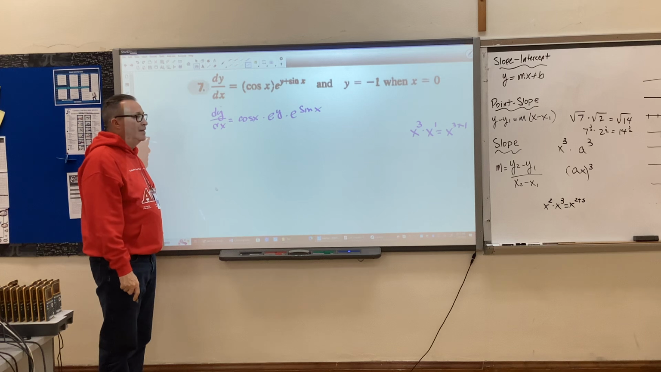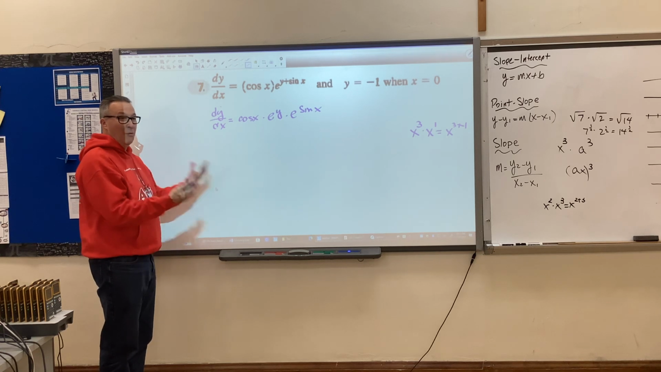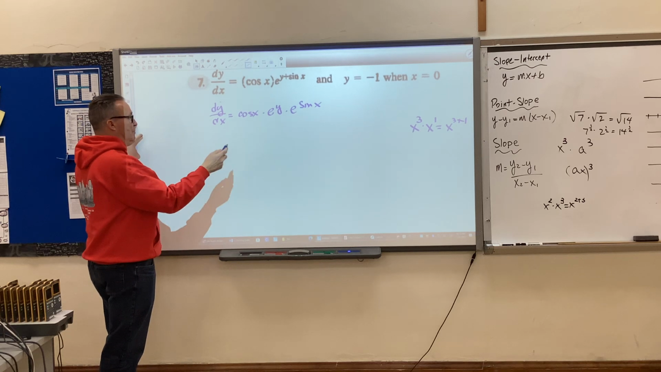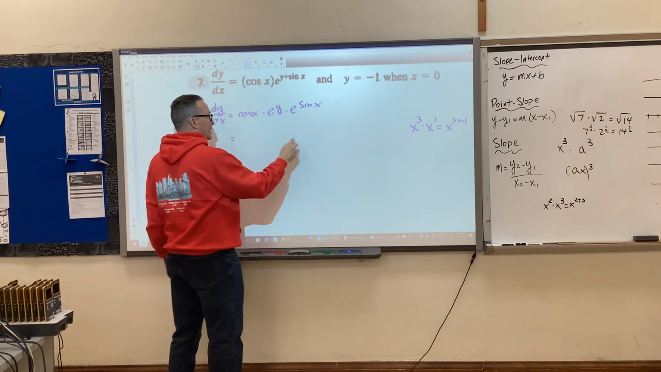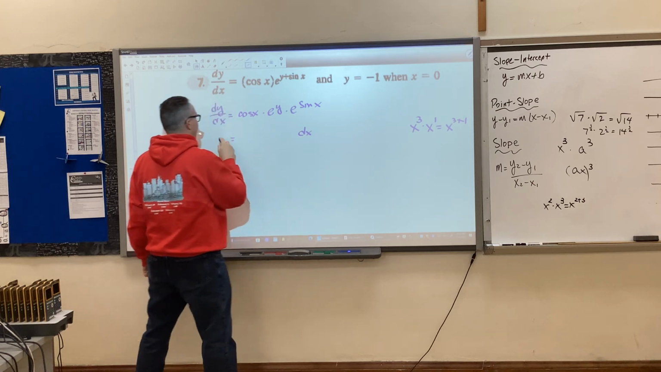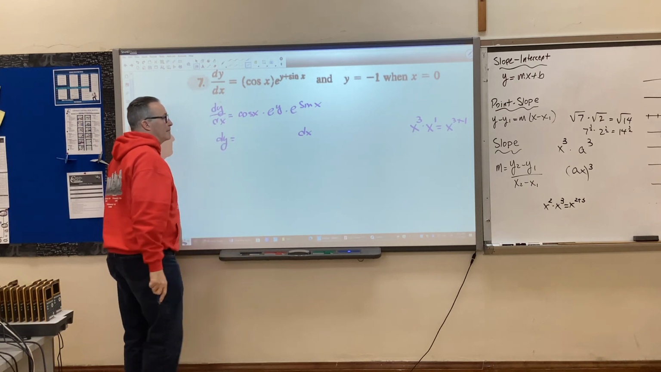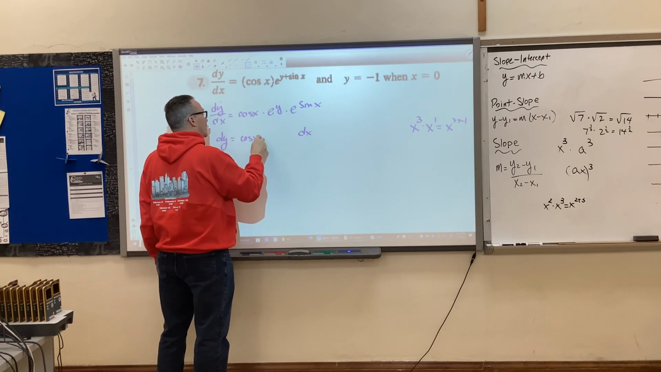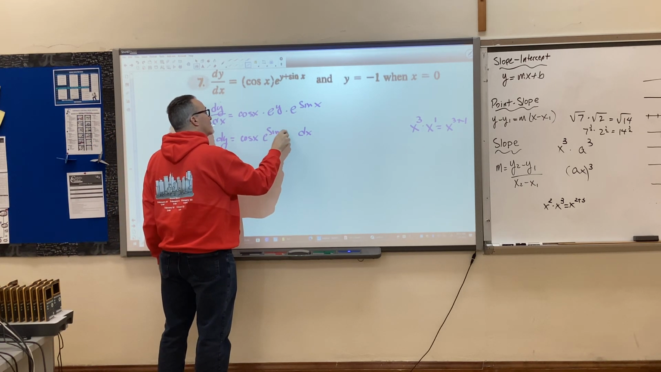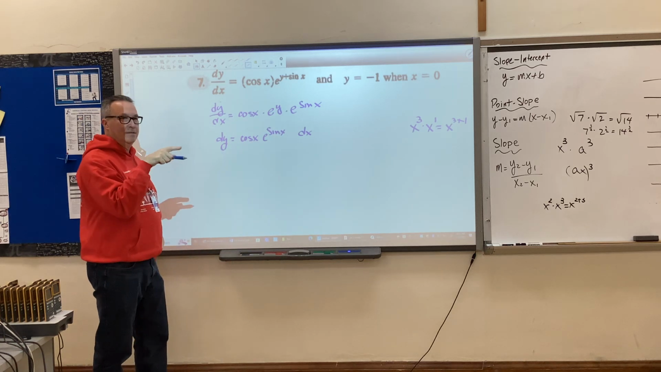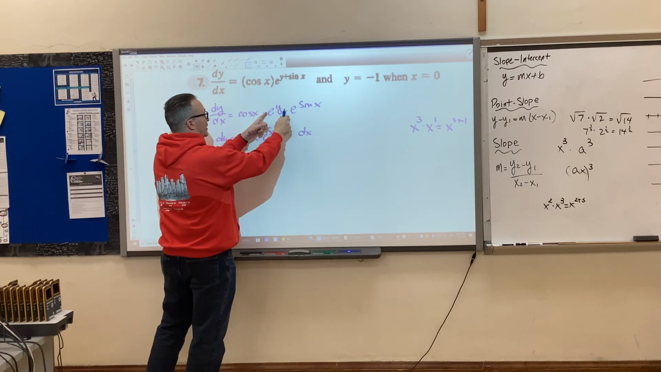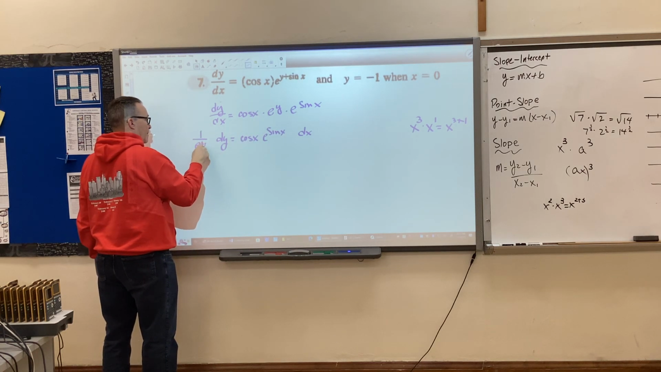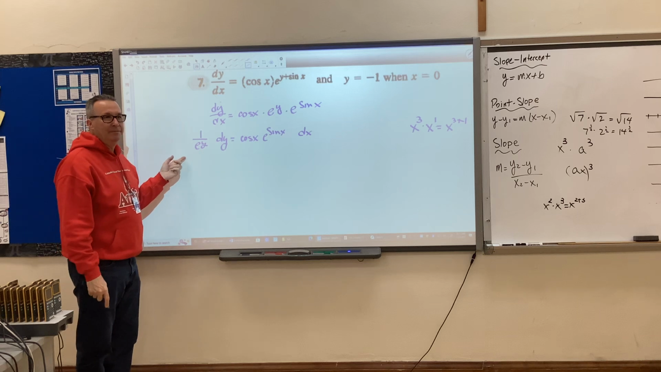Okay? So we're separating the variables, meaning all the y stuff comes to the left side and all the x stuff goes to the right side. So we multiply both sides by dx to get dx on the right, and we have dy on the left. And this cosine of x, e to the sine of x, stays. And then we divide by e to the y, which is e to the negative y.